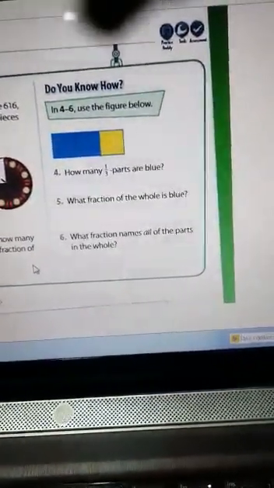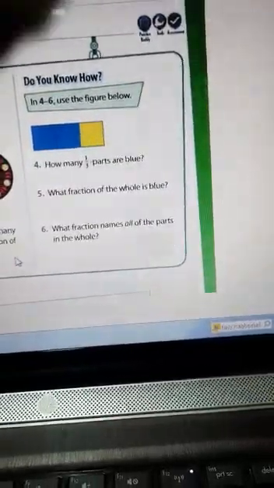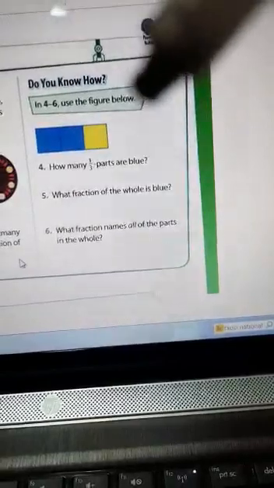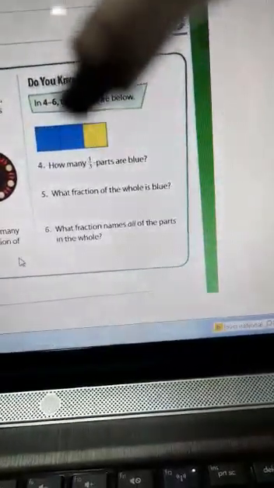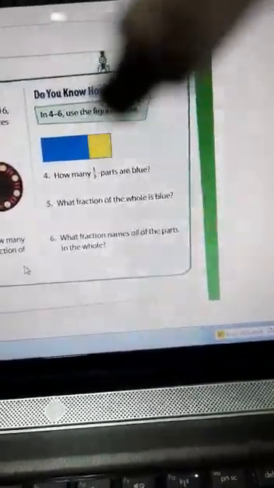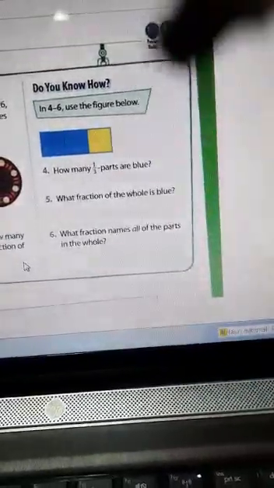Here, in 4 to 6, use the figure below, this shape of rectangle. It's divided to 3 equal parts. Here we will have 2 blue shaded, 1 yellow. So number 4 said, how many 1 of 3 parts are blue? And each one colored with the blue. Together they make what? 2. I think it's easy. So you write the fraction.